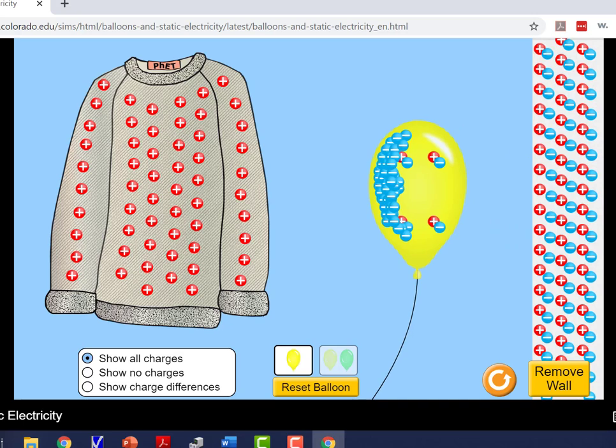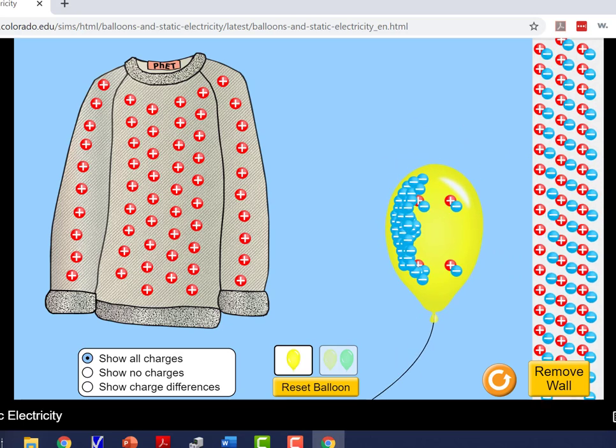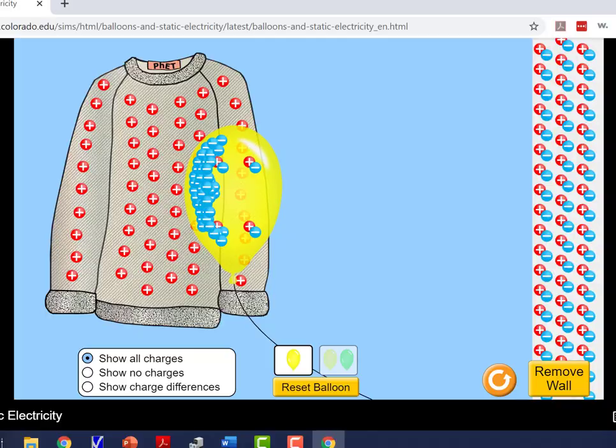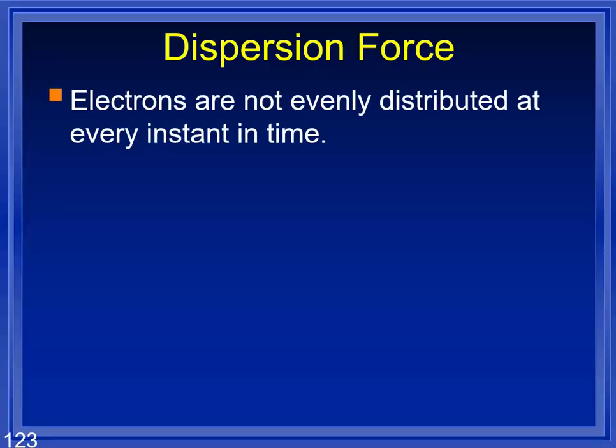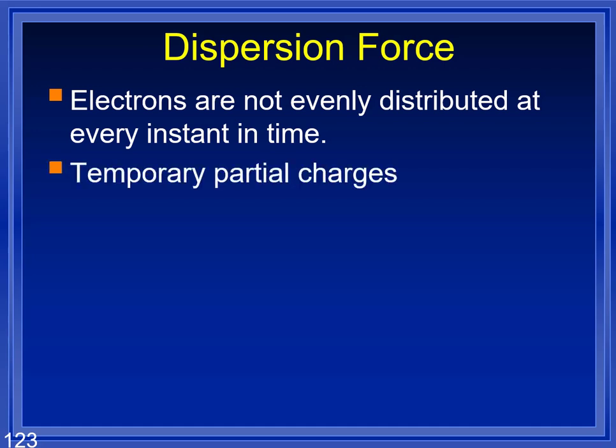I can move electrons around on the wall by bringing the balloon next to it. Okay? That's dispersion forces. And we don't have to move things around because electrons are moving randomly. So that in your molecule, for some fraction of a second, the electrons are going to be more on this side than on that side. Fraction of a second later, they'll be back. But momentarily, I think is the word the book used, right? Momentarily, those electrons are going to be more over here than over here. They're going to have temporary partial charges.